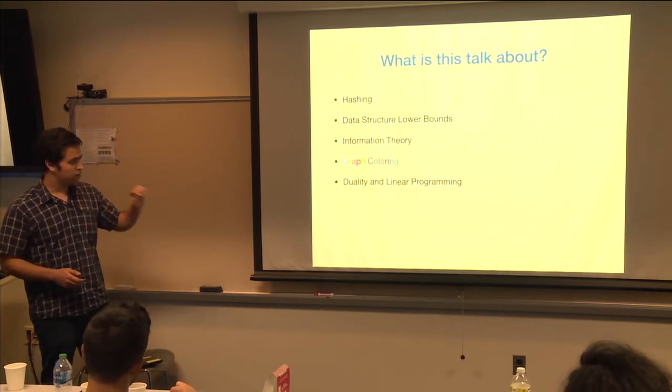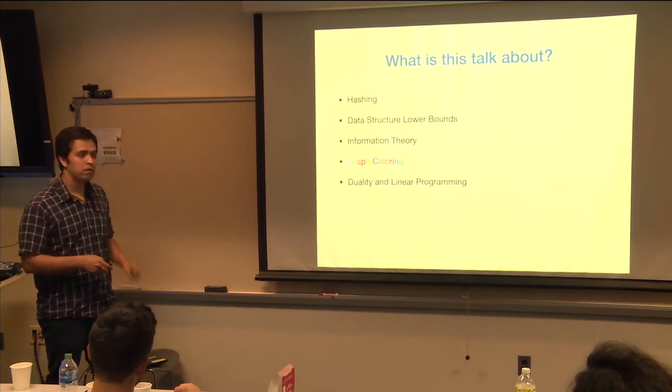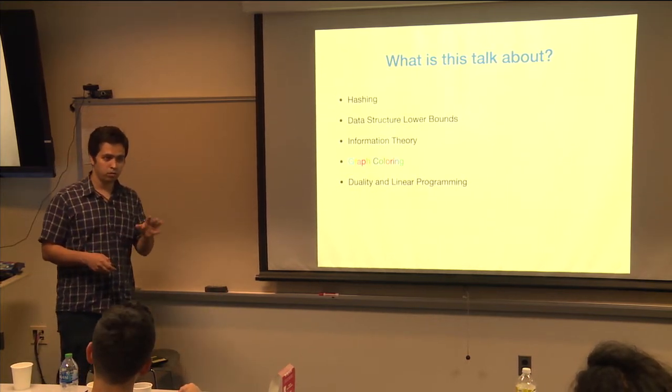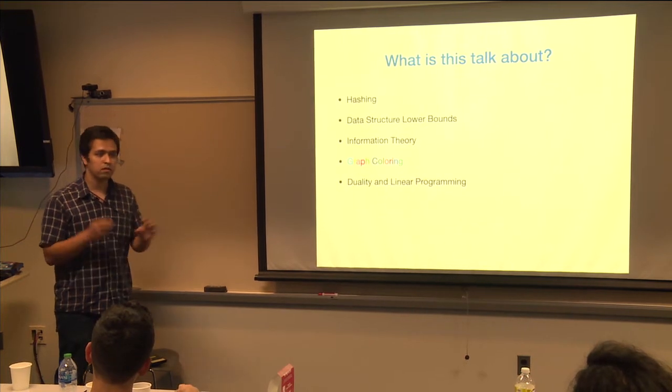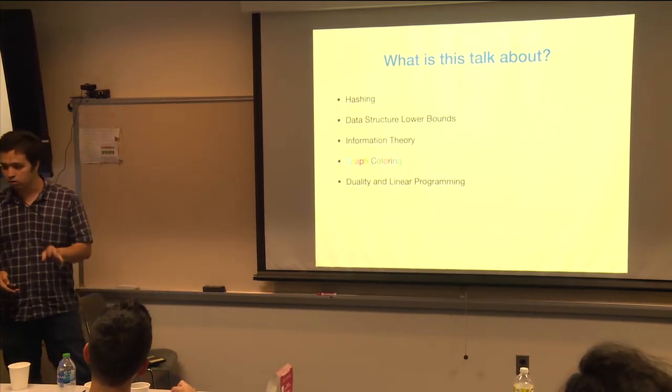And through that, it involves some duality and linear programming. This part is standard. We are not proving anything here, but it's still good to just have a recap of that in the context of graph coloring, and use it in the lower bound.